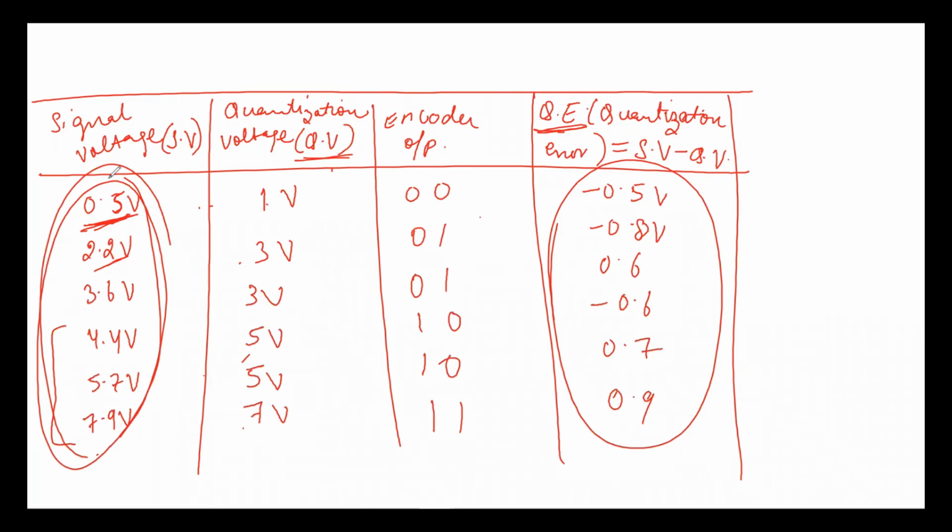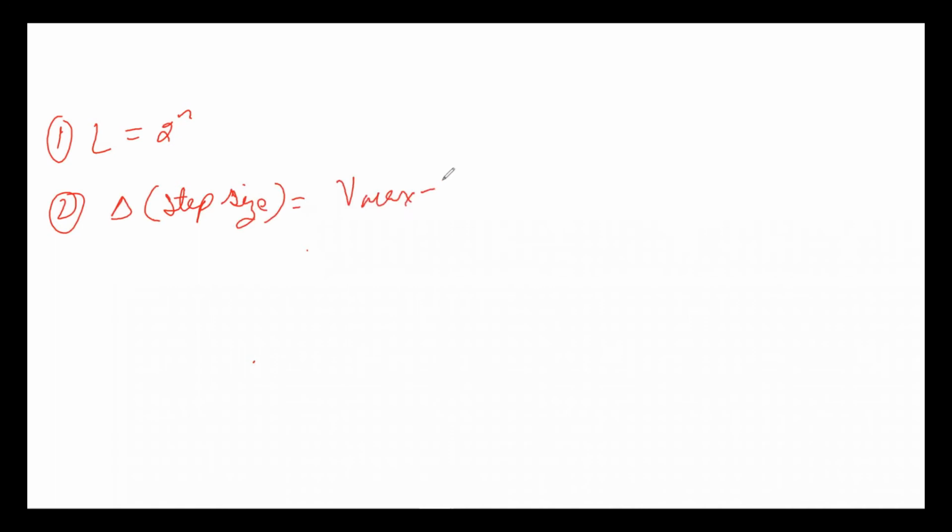Next, write down some parameters. L is your number of quantization voltages. It is given as 2 to the power n, where n is the number of bits per sample. Next is delta. Delta is your step size, and this is given by V max minus V minimum divided by L.